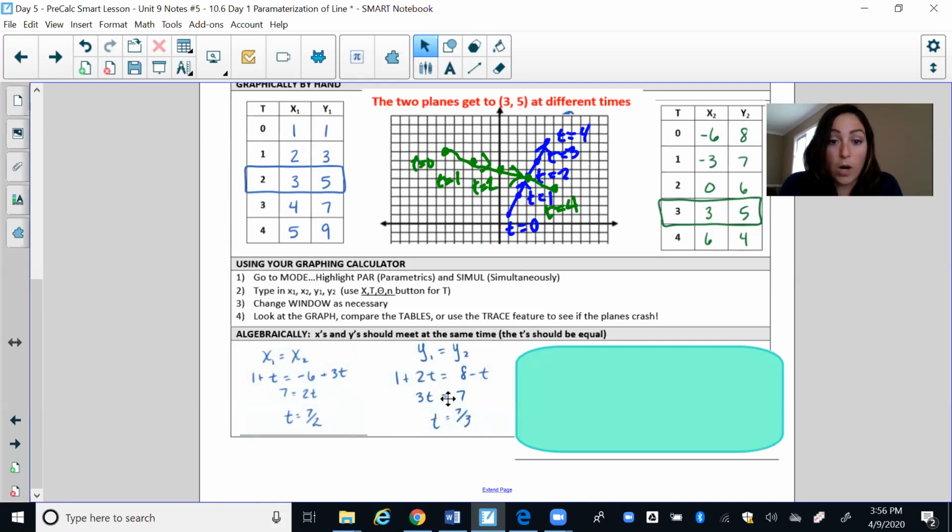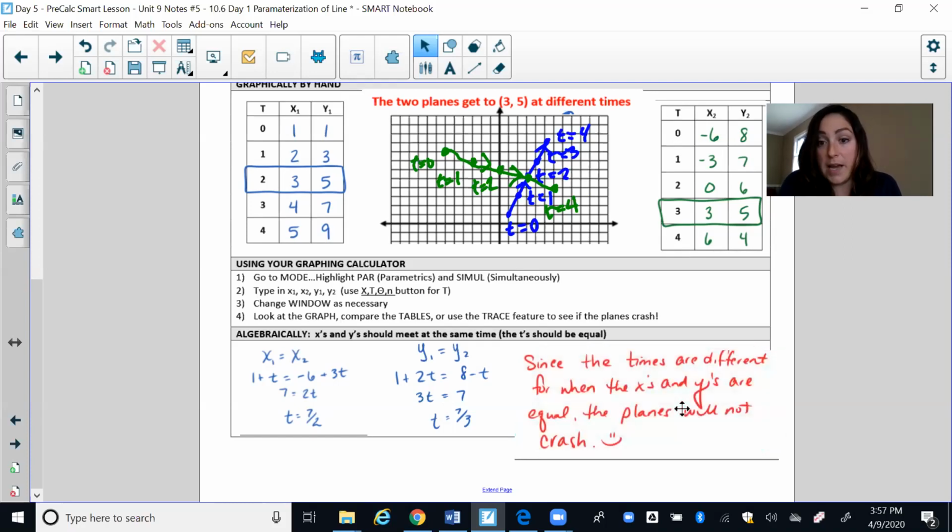So we get y1 equals y2. So we have 1 plus 2t equals 8 minus t. So 3t equals 7 and t equals 7/3. So that means that x and y are not at the same place at the same time. They're at the same place at different times. So since the times are different for when the x and y's are equal, the planes will not crash.